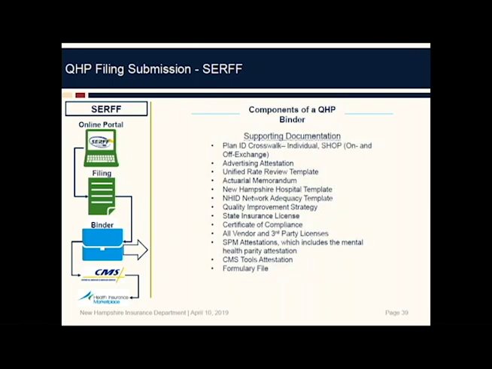Moving on to the binder supporting documentation. The list is there. I won't read that list here. However, I will note for the Plan ID crosswalk, whether you're crosswalking the same plan from year to year or a different plan, it's important that you reflect that on the Plan ID crosswalk, and we strongly recommend that you follow CMS's instructions for completing that form. Also, as David mentioned earlier, we've made a change to the network adequacy templates, and their new names are reflected here: the New Hampshire Hospital template and the NHID network adequacy template.